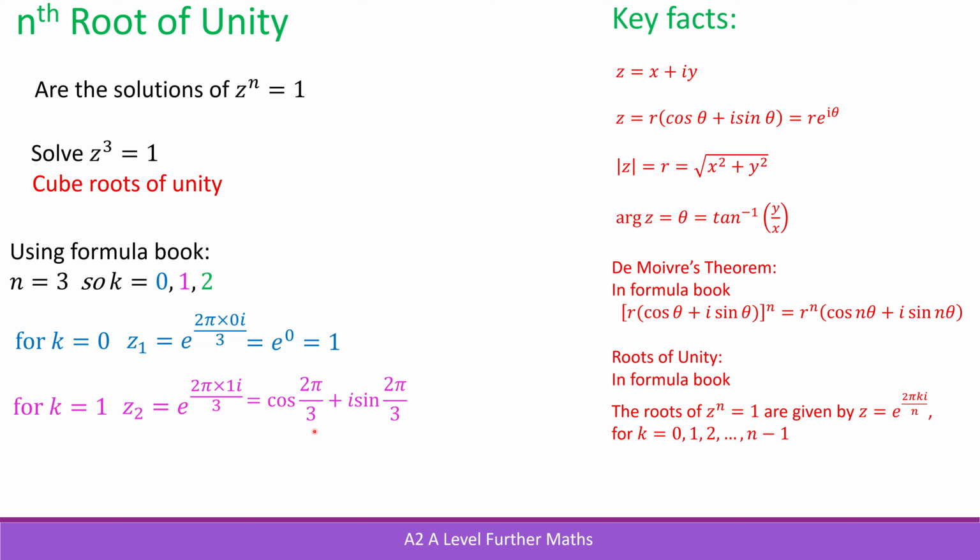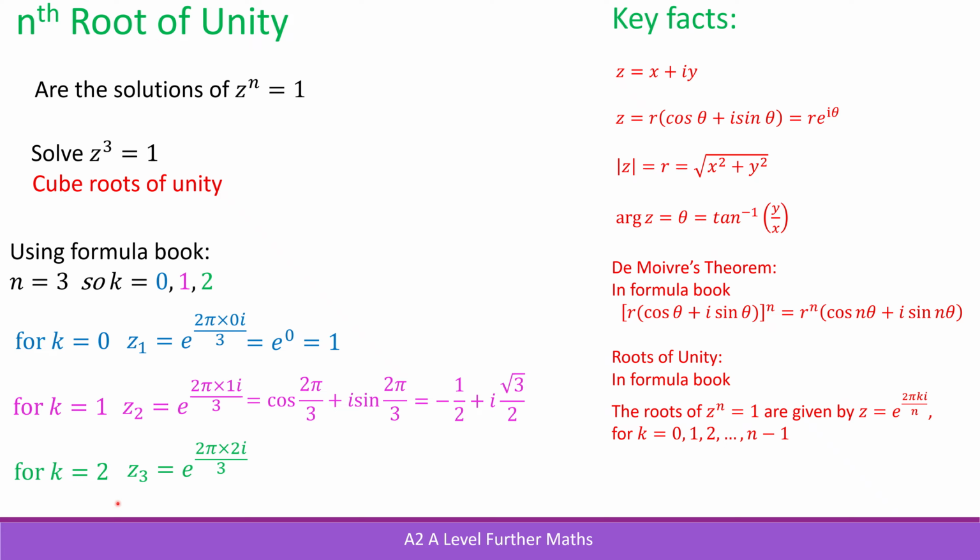Now on your calculator, make sure you are in radians, so there's a little R at the top of your calculator. And if you type in the value of cos of 2 pi by 3 and work out the value of sine of 2 pi by 3, you will find that cos of 2 pi by 3 is minus a half. Sine of 2 pi by 3 is root 3 over 2. So that is the same as minus a half plus root 3 over 2 lots of i.